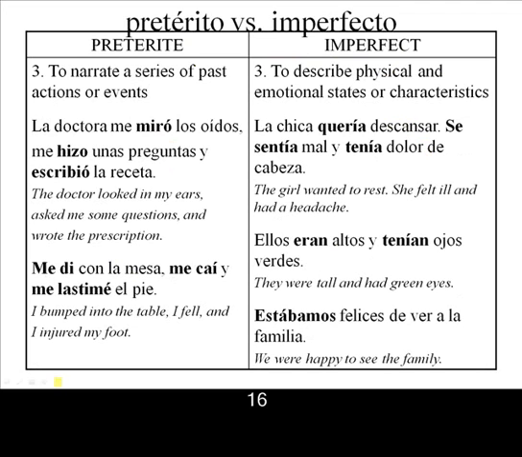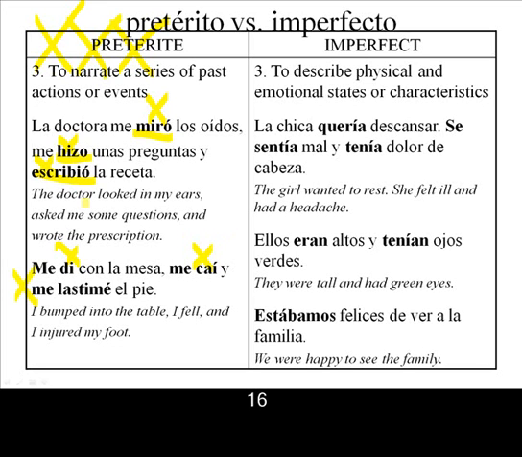Okay, a series of actions or events in the past are going to be the preterite. Again, evento, evento, evento. On the timeline we have X's. La doctora me miró los oídos, le hizo unas preguntas y escribió la receta. So we can see one event, two events, three events. Me di con la mesa, ¡boom! Me caí, ¡boom! Y me lastimé el pie, ¡boom! Evento, evento, evento. X's on our timeline.